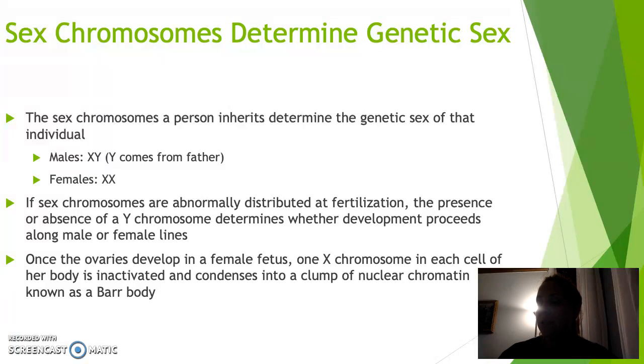However, once the ovaries develop in a female fetus, one X chromosome in each cell of her body is inactivated and condenses into a clump of nuclear chromatin, which is known as the Barr body. The selection of the X chromosome that becomes inactive during her development is random. Some cells will have an active maternal X chromosome and others might have an active paternal X chromosome. Because inactivation occurs early in development, before cell division is complete, all the cells of a given tissue will usually have the same active X chromosome, whether it's maternal or paternal.